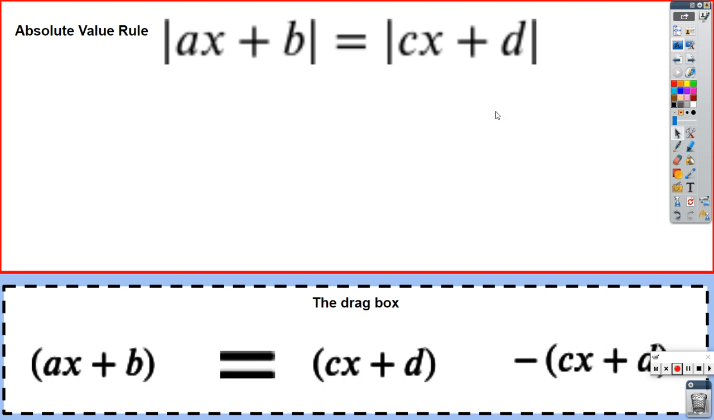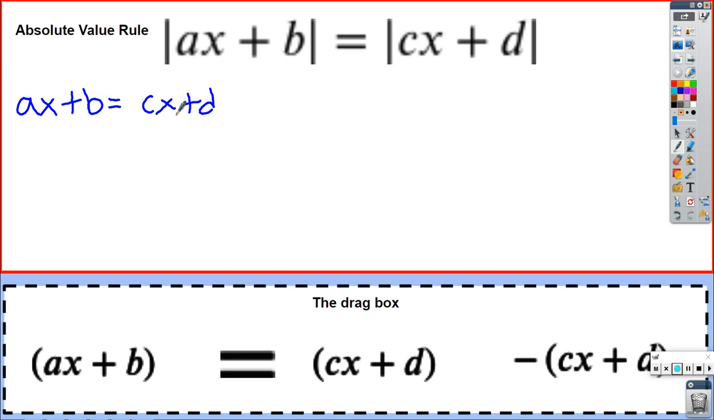Now say I have this, and this is later on when we talk about what happens if I have two absolute value symbols. Same concept: this is all by itself on one side, and it's going to be ax plus b equals cx plus d. That's going to be one of them. And then of course the negative portion, ax plus b equals the negative of cx plus d.